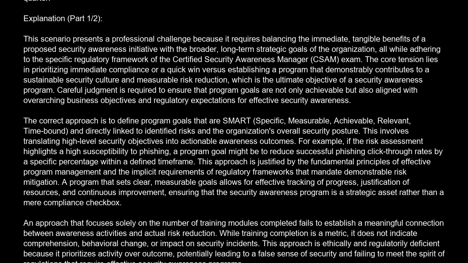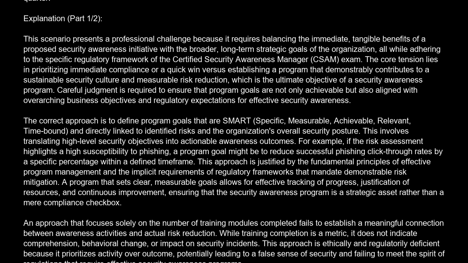Careful judgment is required to ensure that program goals are not only achievable, but also aligned with overarching business objectives and regulatory expectations for effective security awareness. The correct approach is to define program goals that are SMART: specific, measurable, achievable, relevant, time-bound, and directly linked to identified risks and the organization's overall security posture. This involves translating high-level security objectives into actionable awareness outcomes.